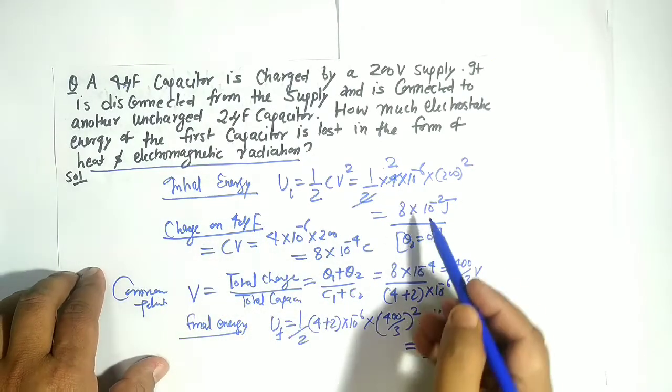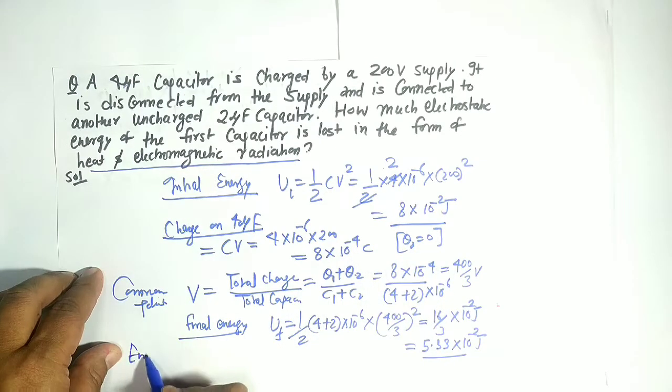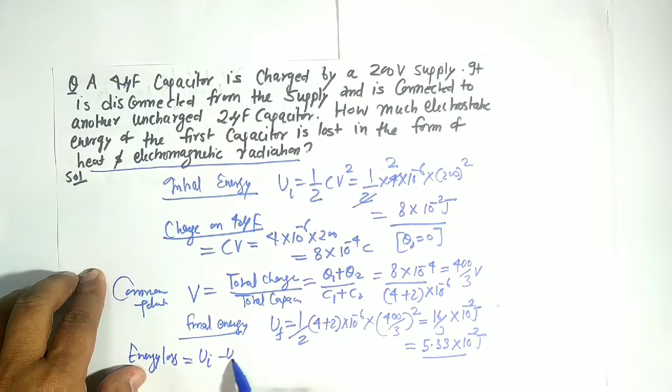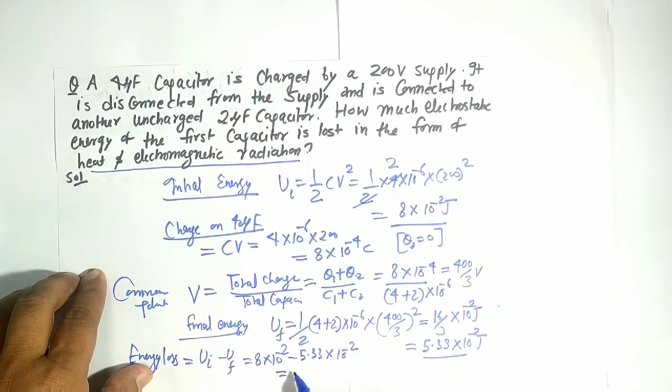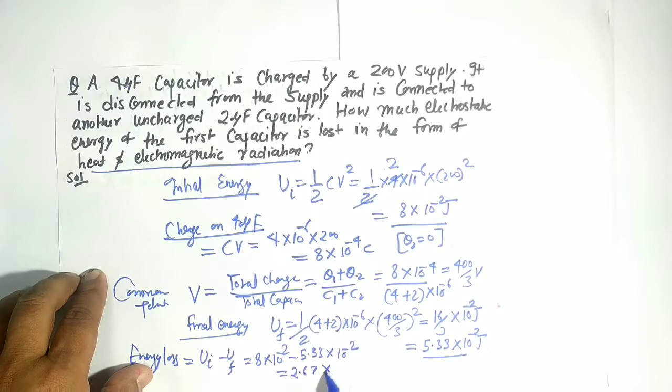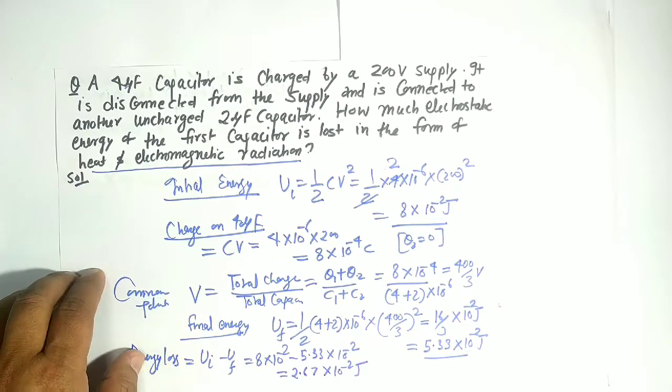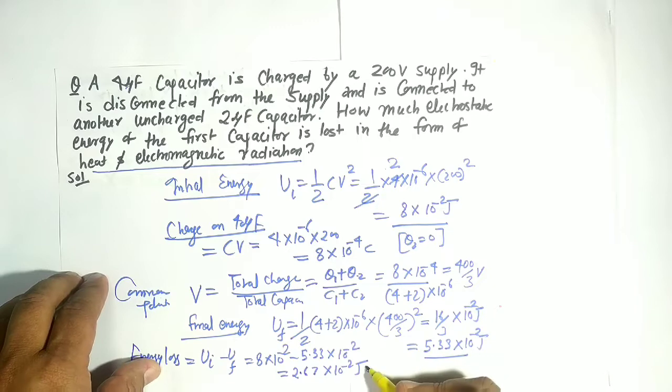And is there energy loss? Yes, this energy is lost. So energy loss, we have already done this concept, will be U initial minus U final. That is 8 into 10 to the power minus 2 minus 5.33 into 10 to the power minus 2. So if you calculate it, it comes 2.67 into 10 to the power minus 2 joule. So this is the answer.